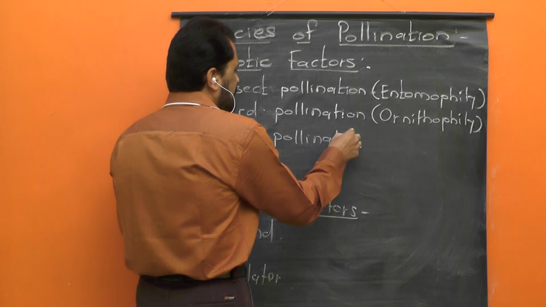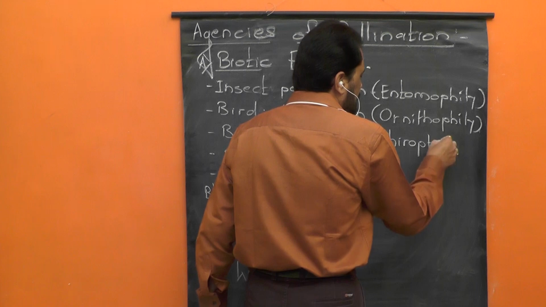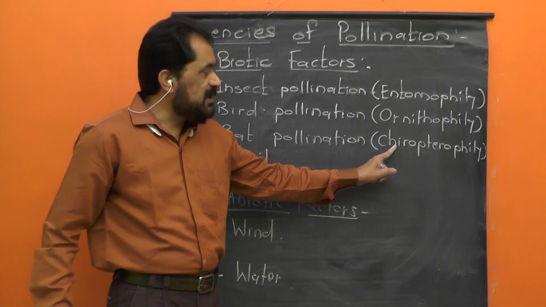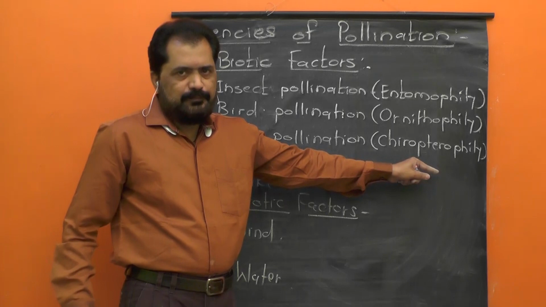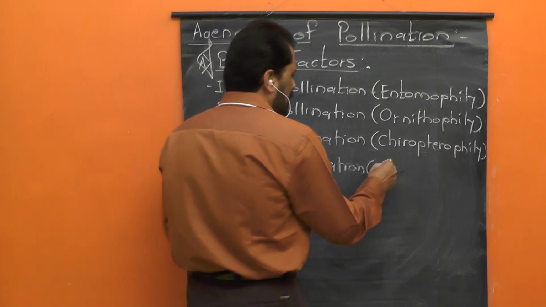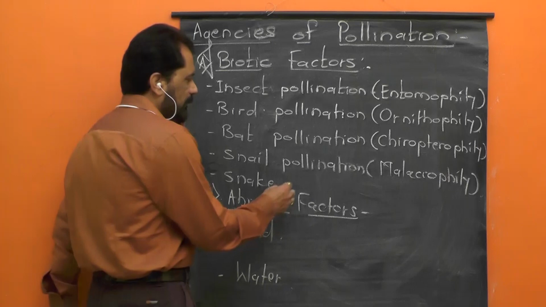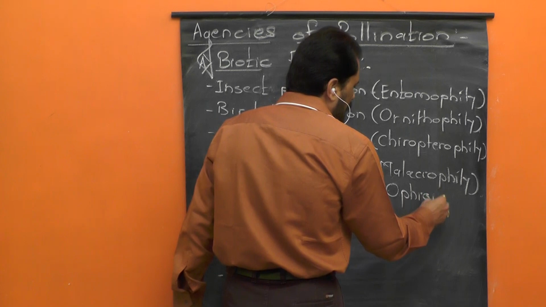When pollination is carried out by means of bats, it is called bat pollination, or it may be called chiropterophily. Here chira stands for hands, pteros stands for wings, and philine stands for love. We shall talk about it later on. Once again, when pollination is carried out with the help of snails, it is called malacophily. Here malacio stands for mollusk. When pollination is carried out with the help of snakes, it is called ophiophily. Ophios stands for the snake.